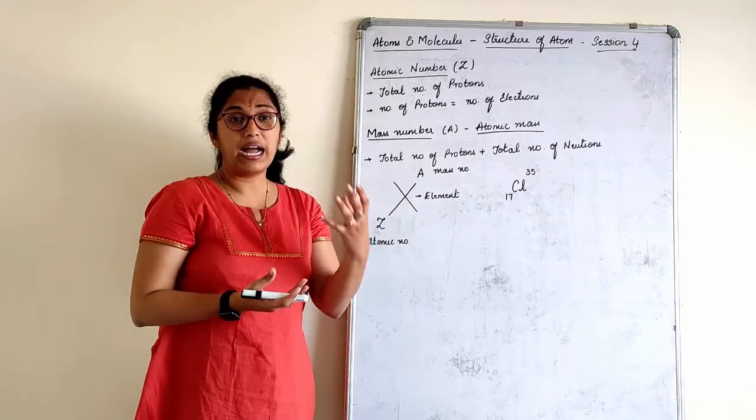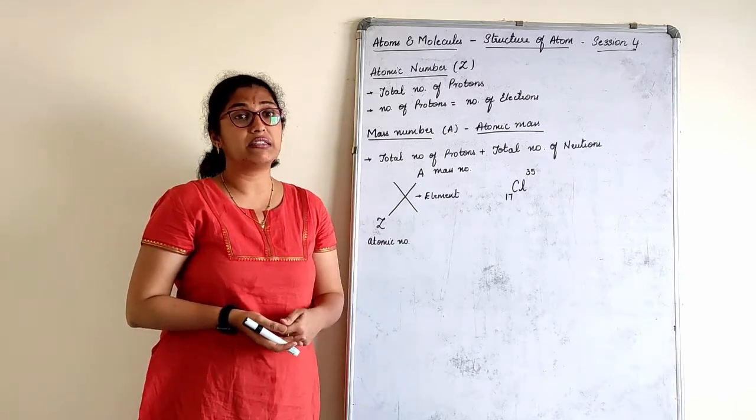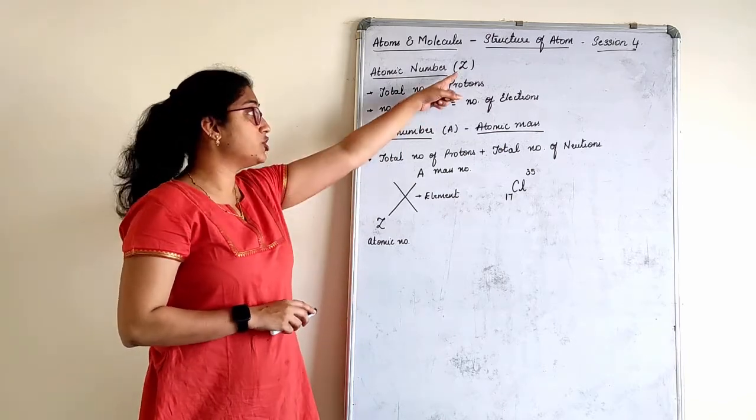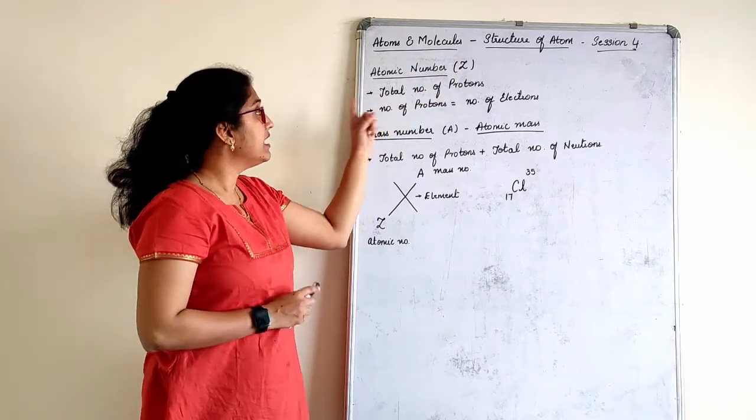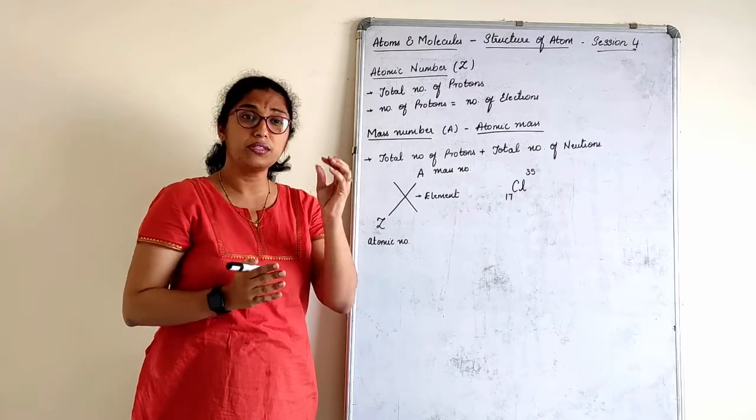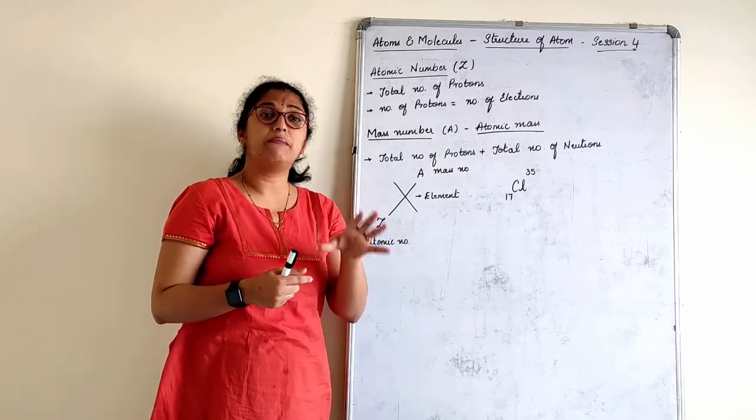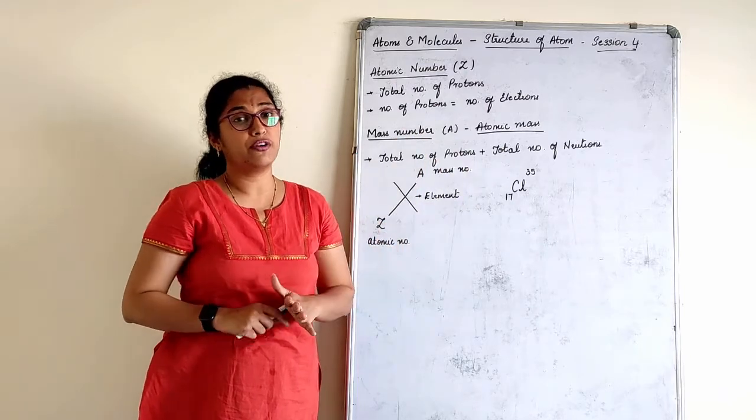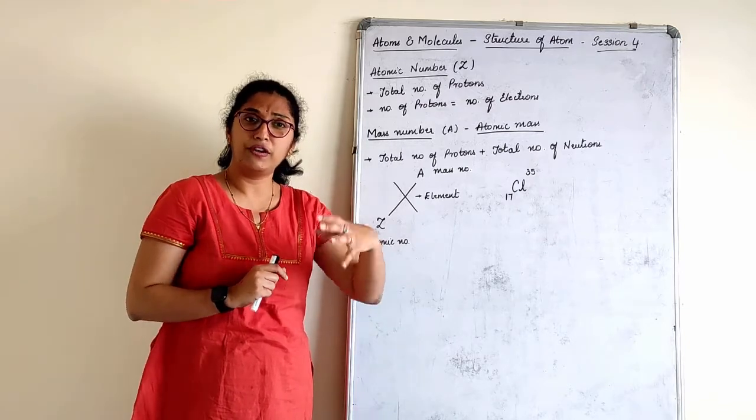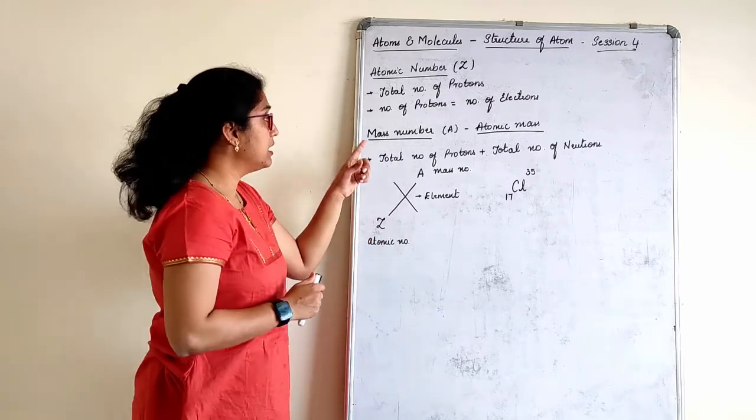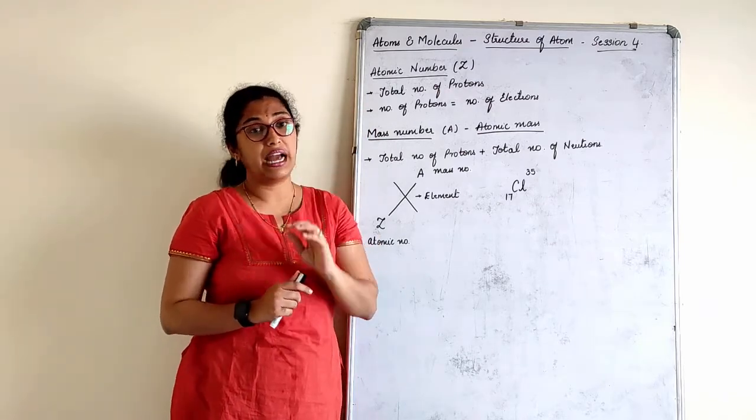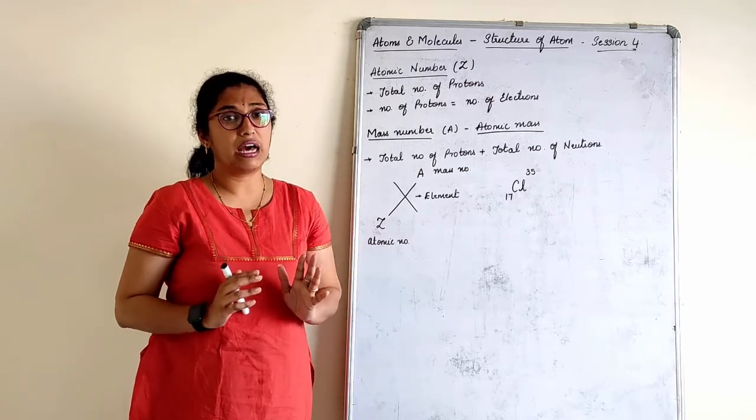We know that an atom consists of 3 subatomic particles: protons, neutrons and electrons. Atomic number, which is denoted by the letter Z, is nothing but the total number of protons present in the atom. We all know that the number of protons is always equal to the number of electrons. So atomic number denotes the number of electrons in the given atom, right? Or protons, they are both the same.